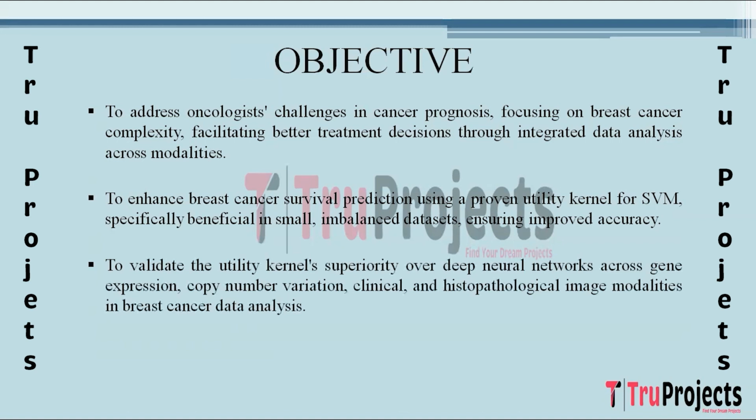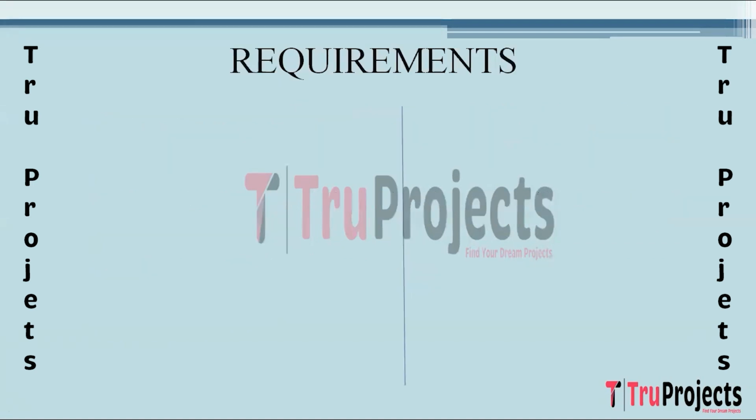And we aim to validate the proposed utility kernel's efficacy through comprehensive testing across gene expression, copy number variation, clinical, and histopathological image modalities. The objective is to demonstrate its superiority over advanced deep neural networks in handling challenging aspects of breast cancer data. Requirements needed to execute this project are: software requirements.